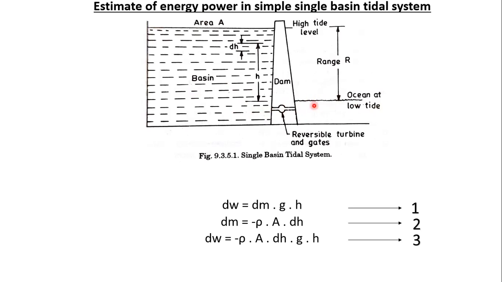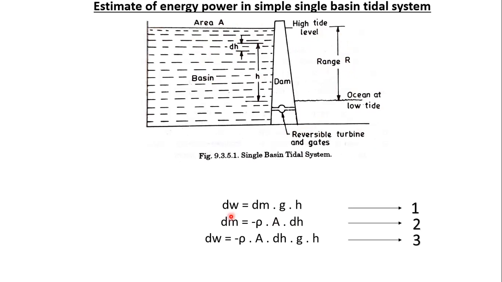So during the emptying process, from left to right, the differential work done by the water is proportional to the potential energy at the time. Okay, so if you are considering a tidal range of R and an intermediate head at a given time, suppose we are taking not low and high, but an intermediate head. Actually, the amount of work done is calculated considering a small head dh for an intermediate head h as shown in the figure.